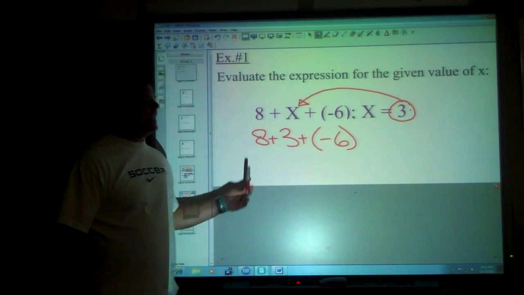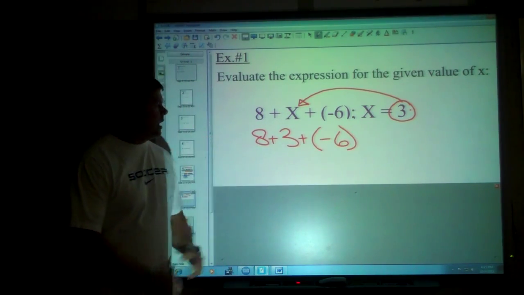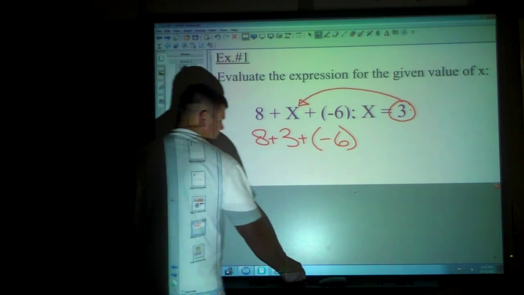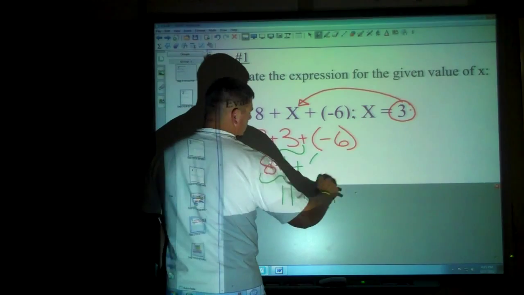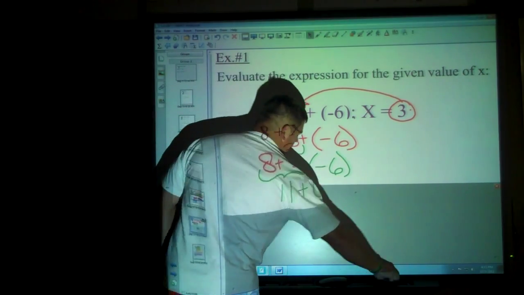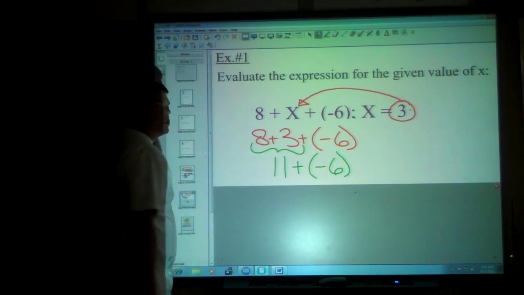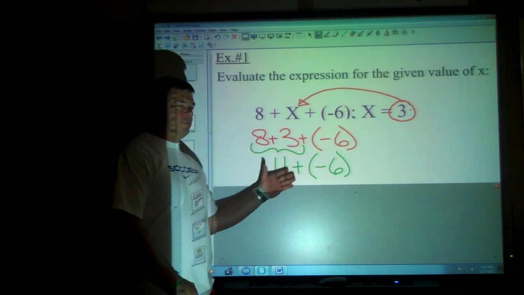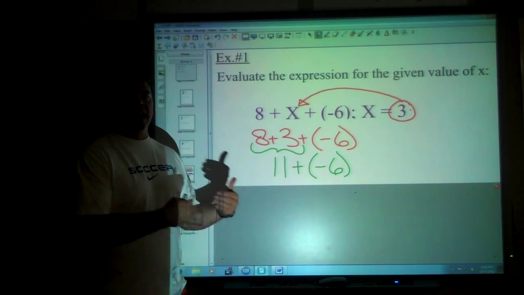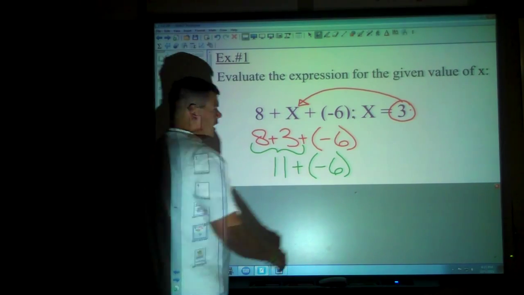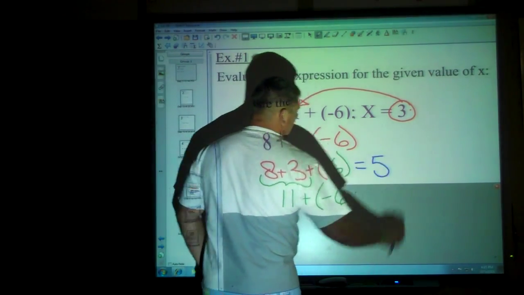Remember, you can add in any order that you want. I'm going to put all the positives together. 8 plus 3 is 11. Now I'm adding a positive and a negative. I'm supposed to ask myself, do I have more positives or do I have more negatives? I have more positives. The second question is, how many more? 5 more positives. This would equal 5.